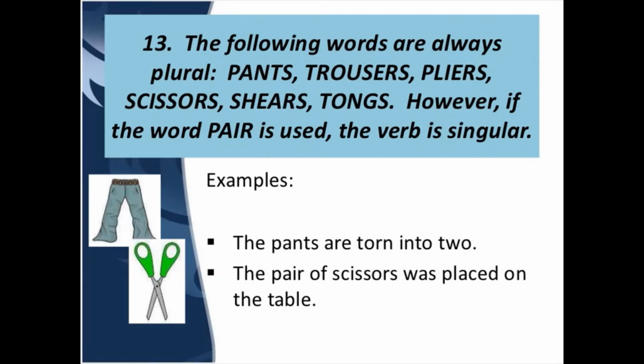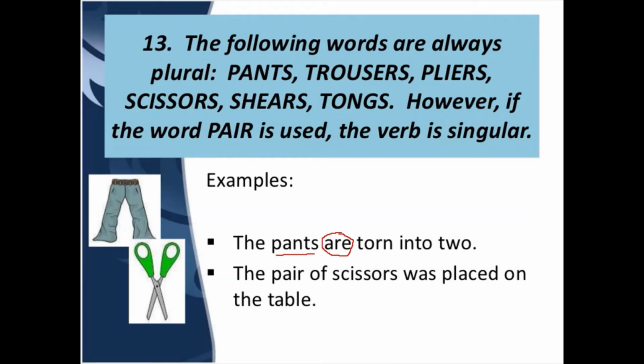Next rule, rule number 13. The following words are always plural: pants, trousers, pliers, scissors, shears, tongs. However, if the word pair is used, the verb is singular. Examples: the pants are torn into two. So in this sentence, the verb used is "are". Why "are"? Because the subject here is pants. Pants is a plural noun. So that's why the verb is "are".